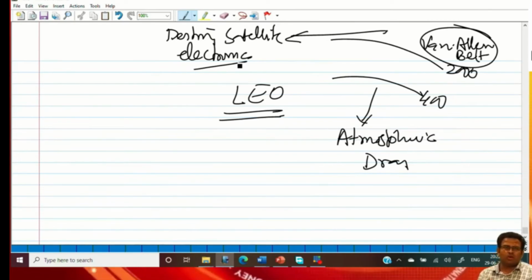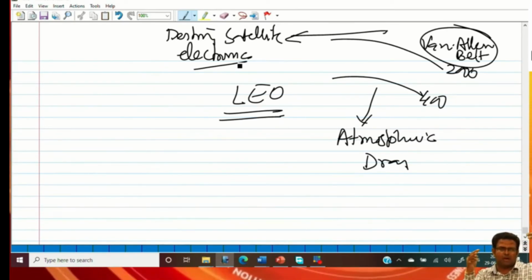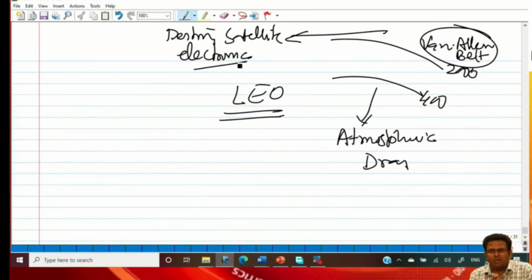If you have studied geography, aurora australis and aurora borealis, the collision of these magnetic charged particles. So from my point of view, write down one question.